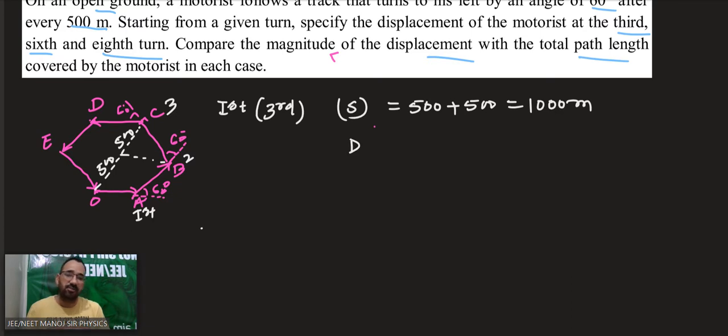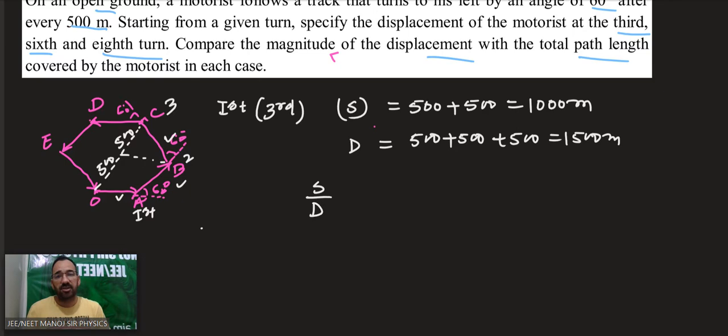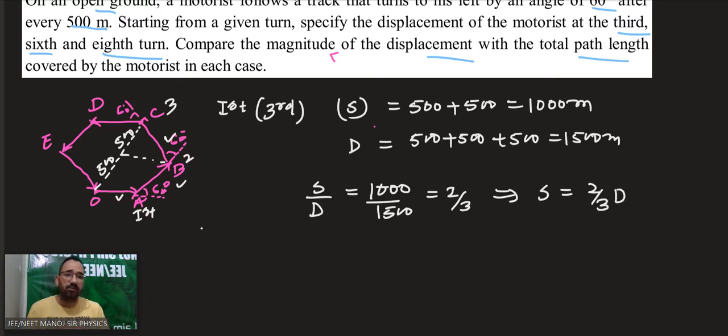Similarly, how will you calculate the path length? Path length is distance. I will denote it by D. Distance means this one, and this one. That will be 500 plus 500 plus 500, that will be 1500 meters. But according to the question, you need to compare the magnitude of displacement and distance. Comparison means you just divide displacement upon distance. You will get 1000 upon 1500, that will be 2 upon 3. So we can easily conclude that displacement in this case is 2 by 3 of the path length, I mean to say distance. So this is the answer of the first part.